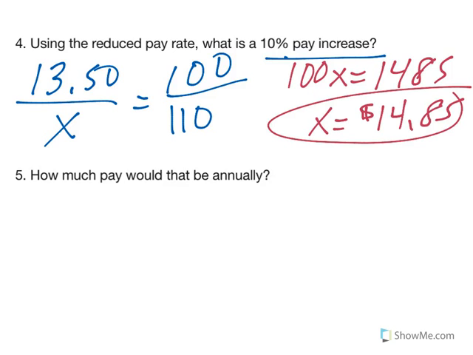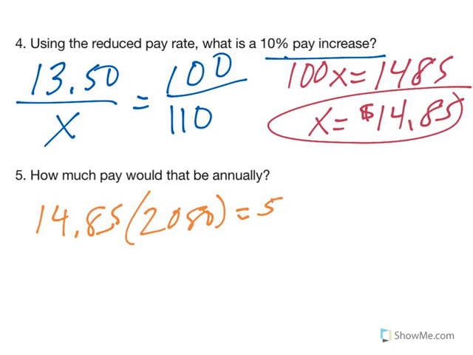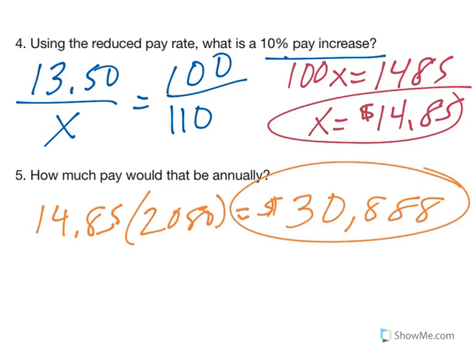Well, yeah, but you're working 2,080 hours a year, and you might be at that company for 30 years, right? Those 15 cents an hour add up, and they add up quickly. So when I think about pay annually, if I make $14.85 an hour and I work 2,080 hours in a year, I'm going to have $30,888.